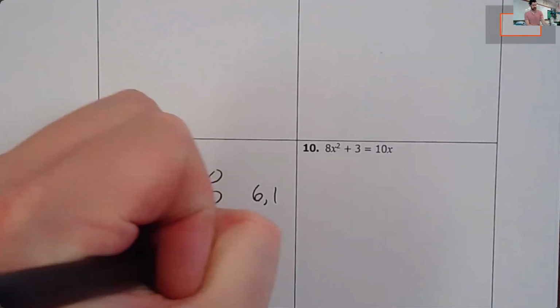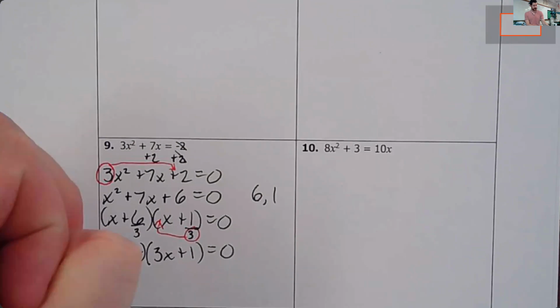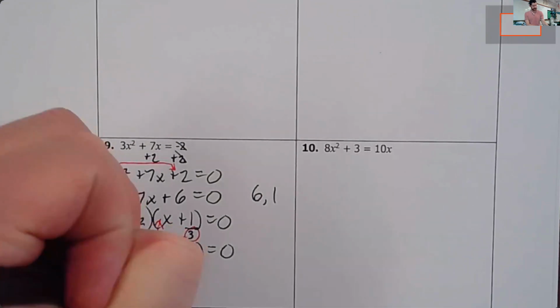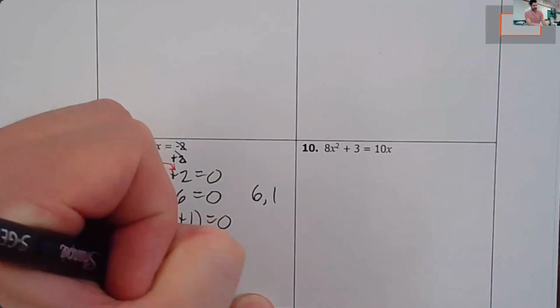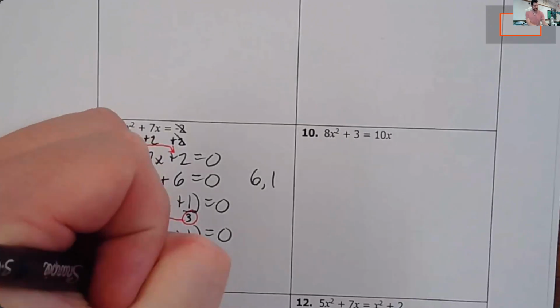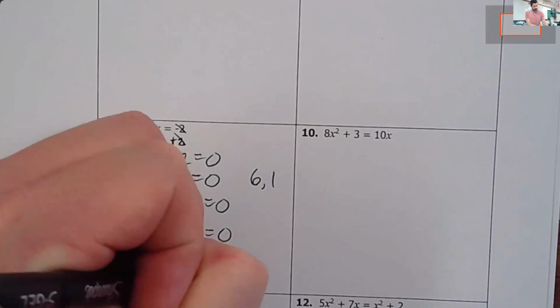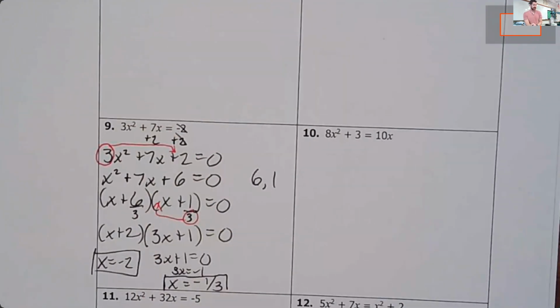Let's find out if those work. So x plus 2 equals 0. That's just -2 for x. 3x plus 1 equals 0. Subtract 1 from both sides. That'd be 3x equals -1. And then divide both by 3, and that is -1/3. All right, so x equals -2 and x equals -1/3. Nice.